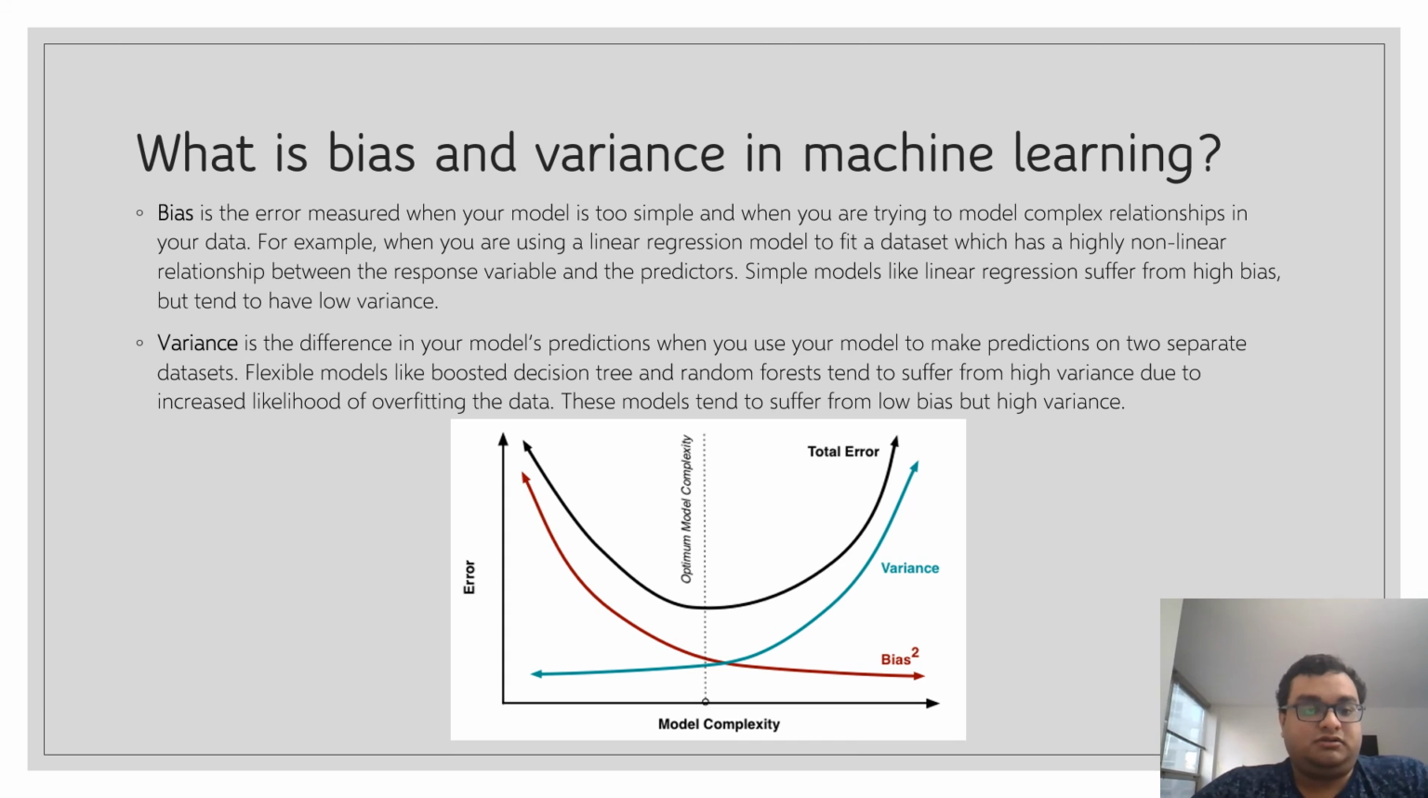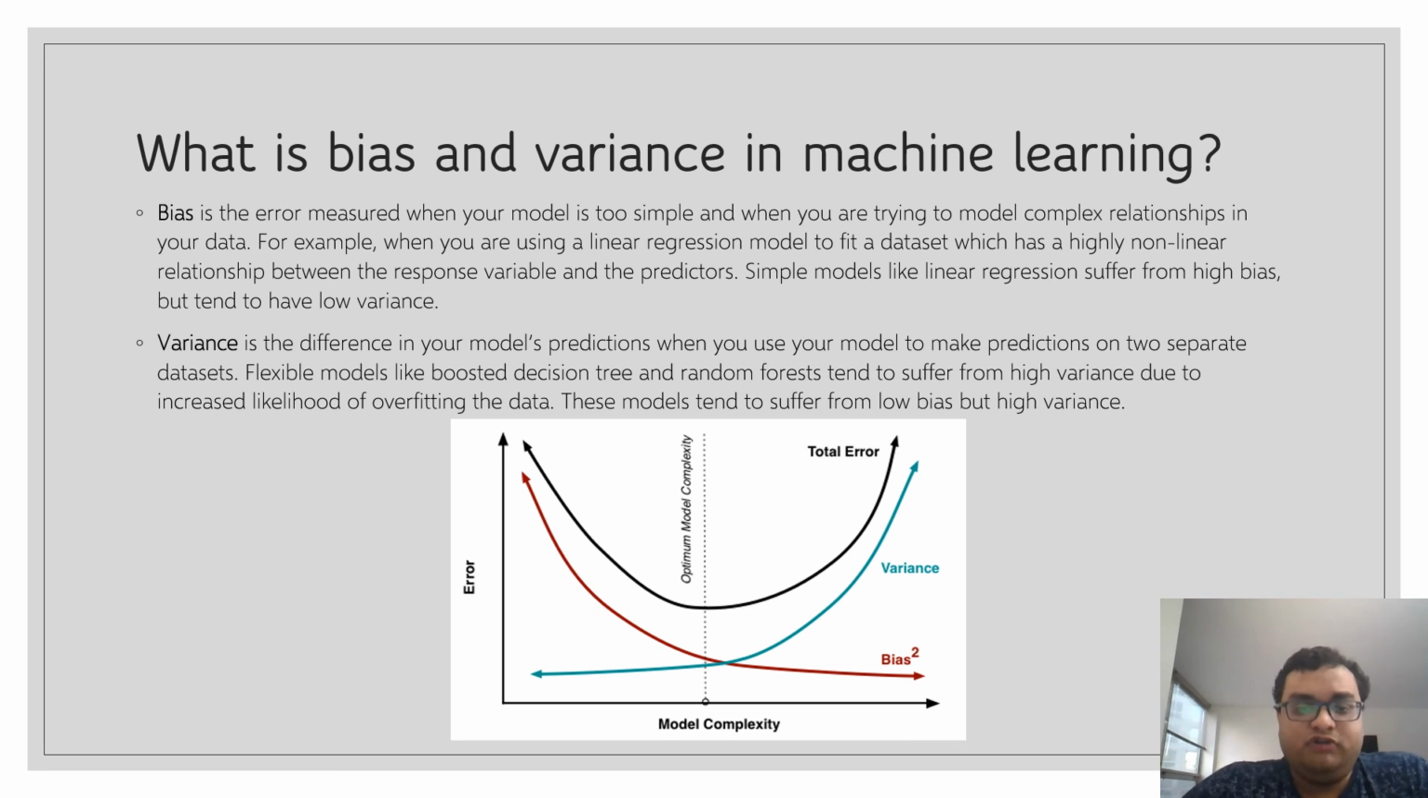What is variance? Variance is the difference in your model's predictions when you use your model to make predictions on two separate datasets. Flexible models like boosted decision trees and random forests tend to suffer from high variance due to increased likelihood of overfitting the data. These models tend to suffer from low bias but have high variance.